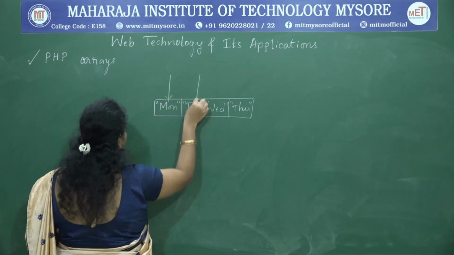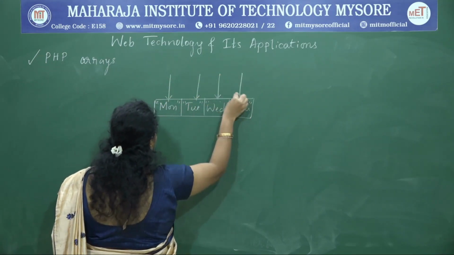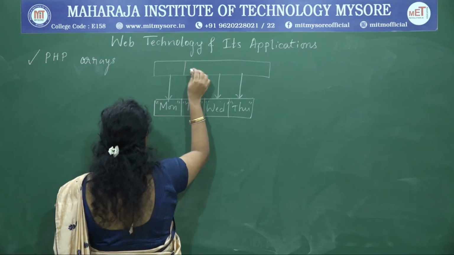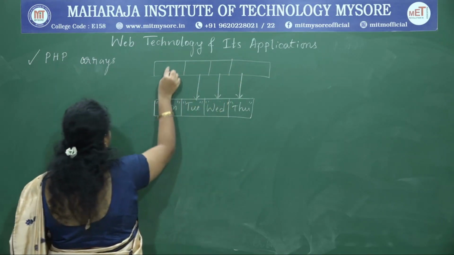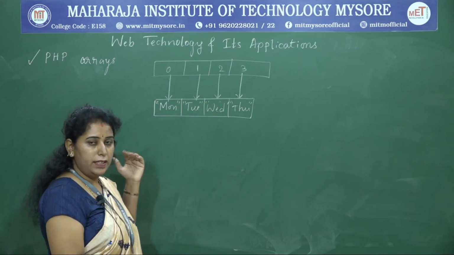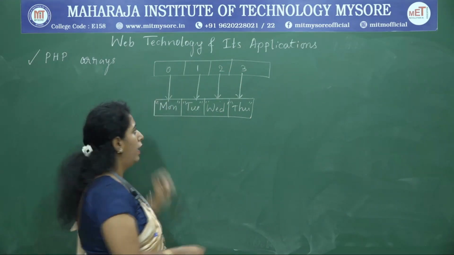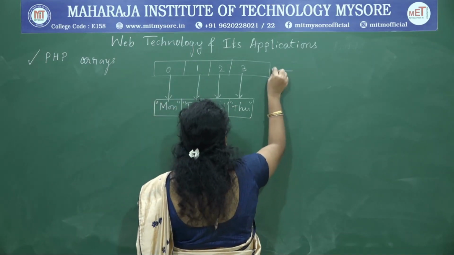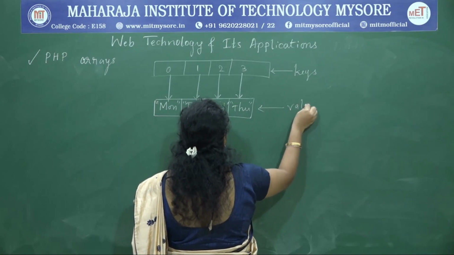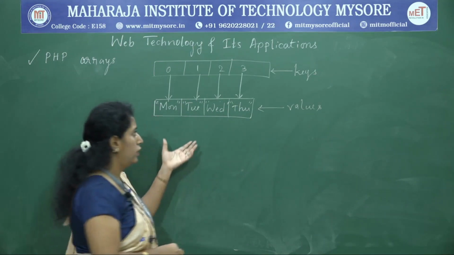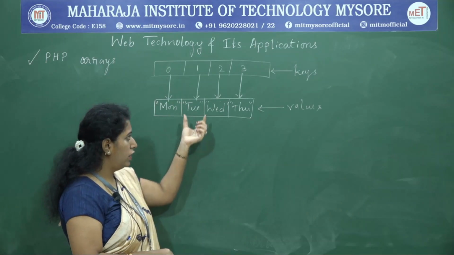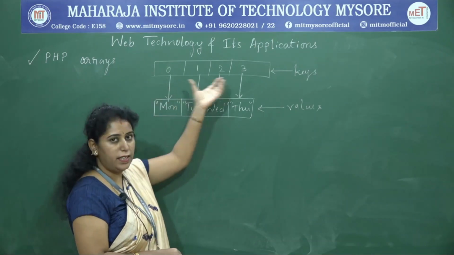All these values are associated with keys. So in this way, so index 0, 1, 2, 3. So I can call them as keys or I can call them as an index. Okay, so this is what keys and this is values. So this is how in PHP arrays can be represented. Each value in the array is associated with a key.